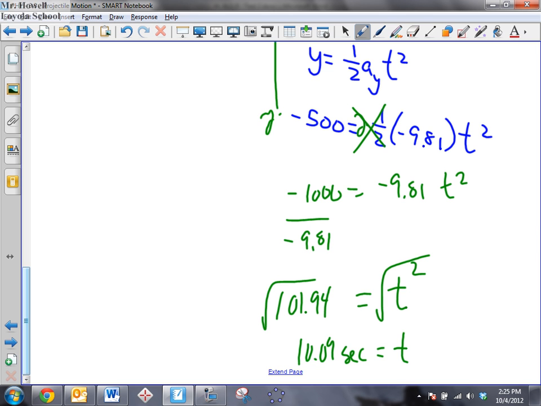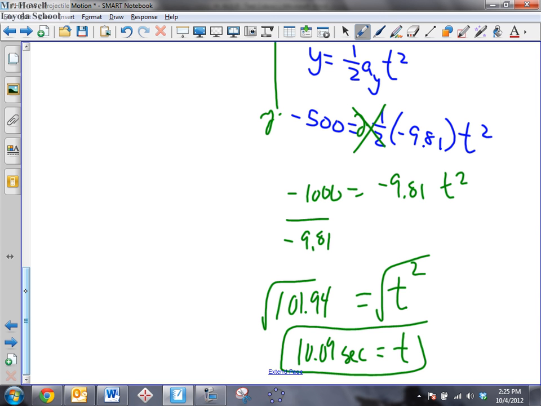Why do I not care about the negative root in this case? Why don't I put a plus or minus on the outside? Because it's time. Can time be negative? No, time can't be negative, okay? Again, I would normally put a plus or minus out here, but it doesn't matter because it's time. So the time is 10 seconds. That's the time it takes once the object is dropped.